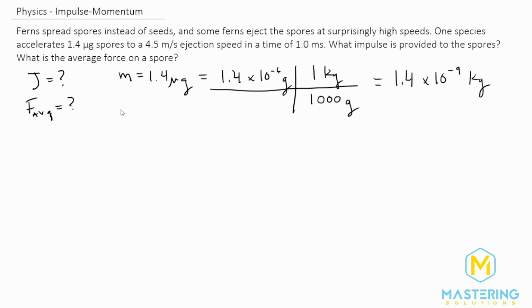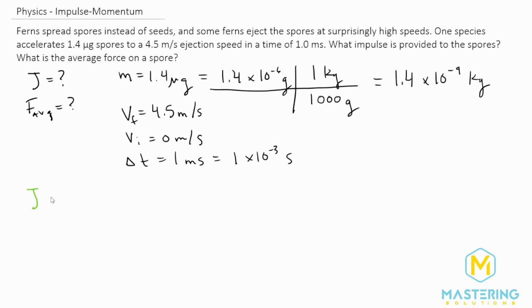Our next variable is given as the velocity is 4.5 meters per second, and that's technically the final velocity. The initial velocity is going to be 0 meters per second. The change in time is given as 1 millisecond, which is the same as 1 times 10 to the negative 3 seconds.